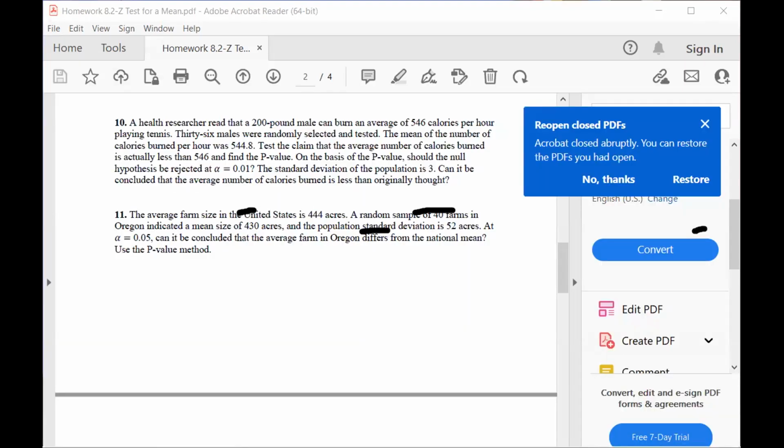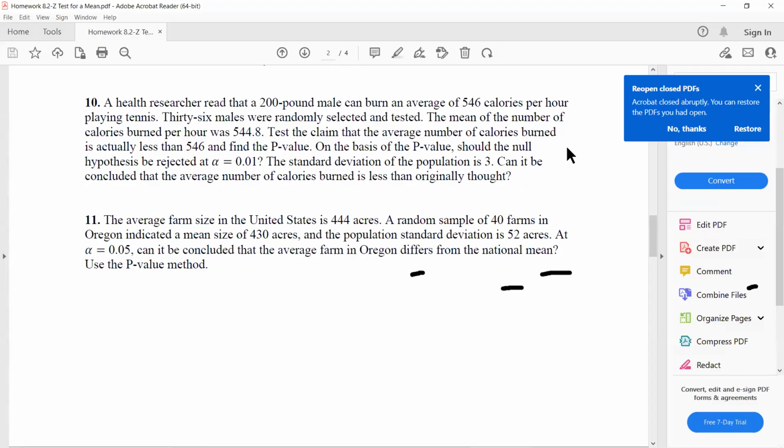U is 36. Oh, the number. Okay, so what are we testing? What is the claim that we're testing here? Remember, we're testing mu, aren't we? Right? Yes. And it says test the claim that the average number of calories burned is actually less than what?